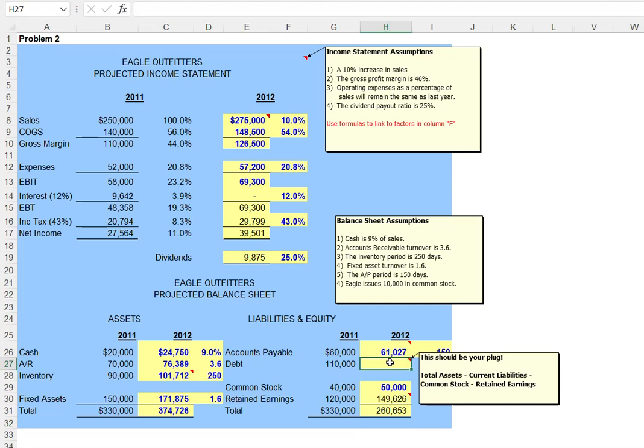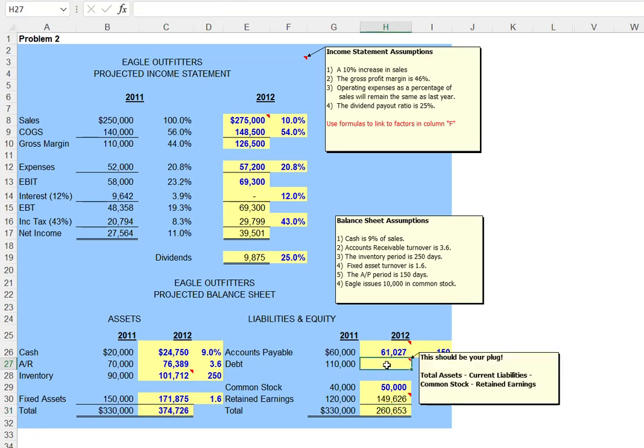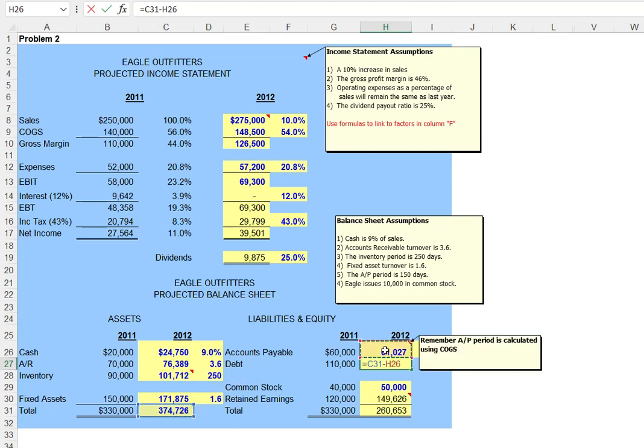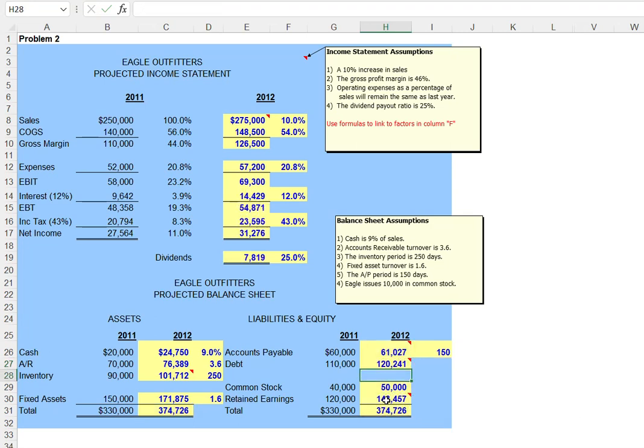Now, as a last step, we can put in our debt plug, because again, our balance sheet has to balance. So we're going to take our total assets, subtract off what we've financed with accounts payable, subtract off what we've financed with common stock, and what we've financed with retained earnings. And our pro forma is complete.